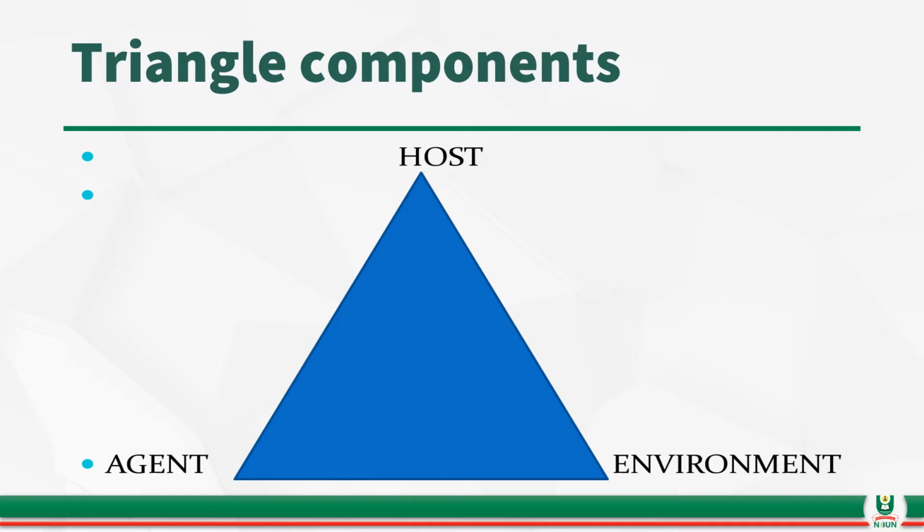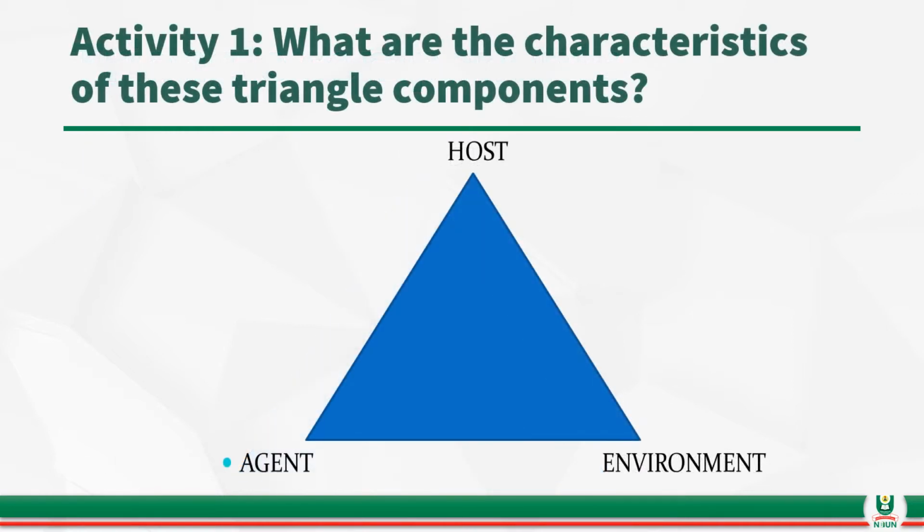So we'll be looking at Activity 1 in the next slide. Activity 1: What are the characteristics of these triangle components? The components of the epidemiologic triad are the host, the agent, and the environment. So what are the characteristics of each of these components?